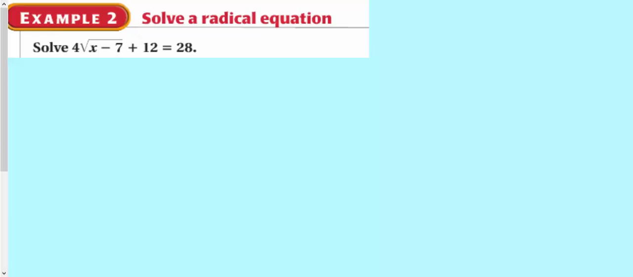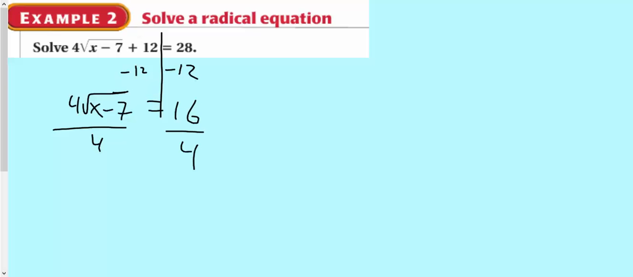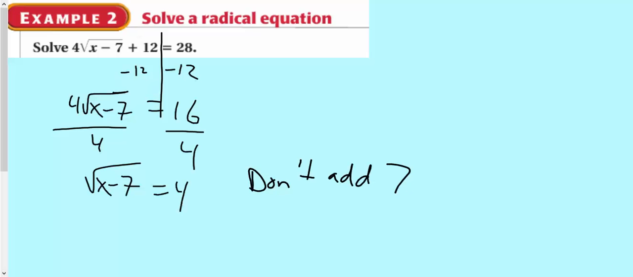This one here has got one more step, so I'll show you an example of this here. I'm going to start by subtracting the 12 to get 16. Divide by the 4. So I'm isolating whatever is underneath the square root part. You can't add 7 yet, so don't add 7 yet. Okay? We're going to square both sides here. You get x minus 7 equals 16.